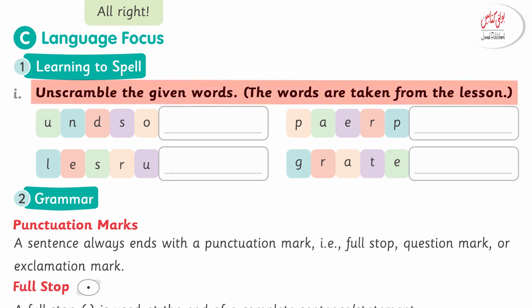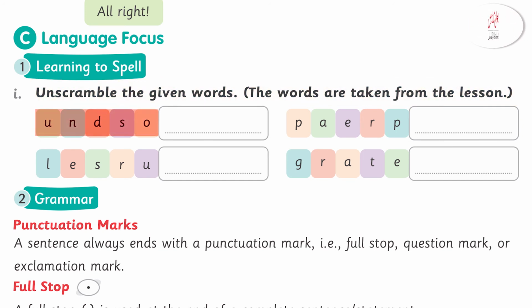The first word is sound. Second word is rules. Third word is paper. And the fourth word is great.